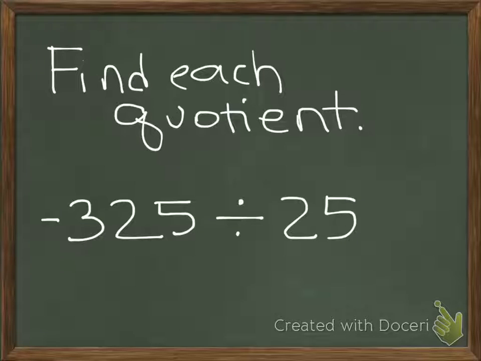Quotient means divide, so we're going to focus on dividing negative 325 divided by 25. Now 325 has a negative sign, so the rule when you have one negative and one positive and you divide is the answer is going to be negative. But we're still just focusing on dividing 325 divided by 25, which is going to give us 13. Now, since one is negative and one is positive, my answer is going to be negative 13.